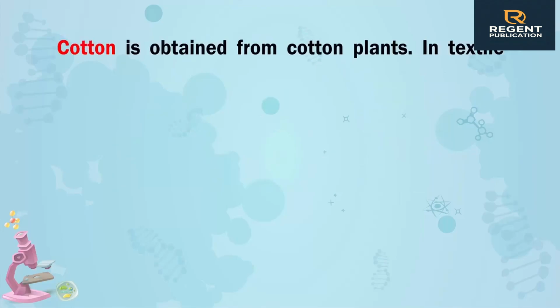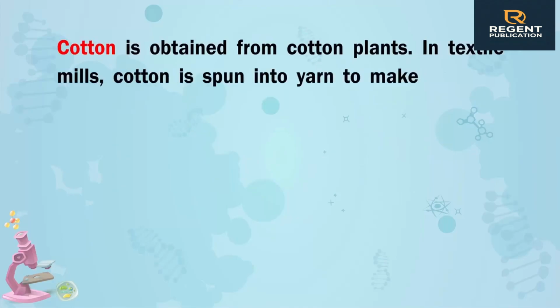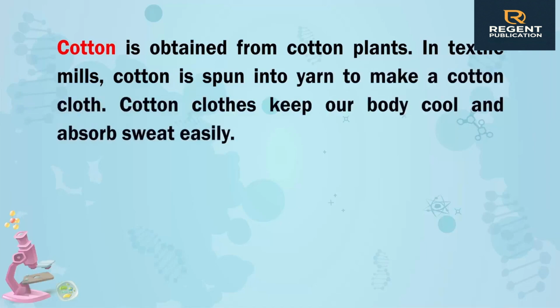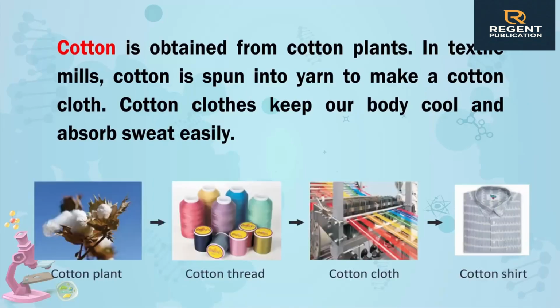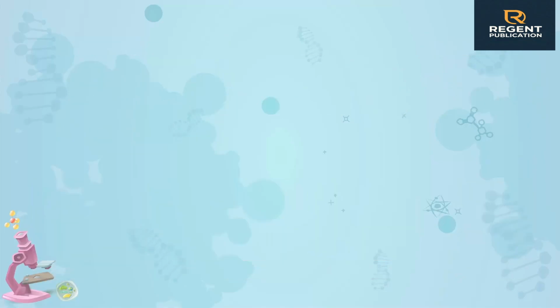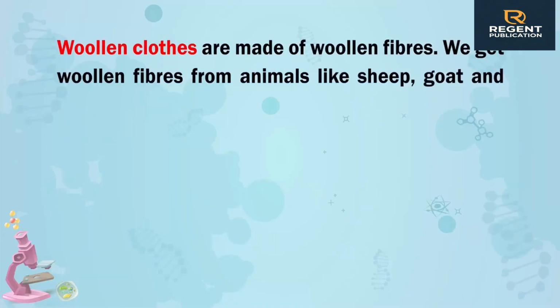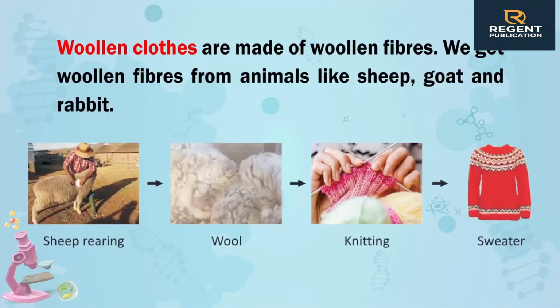Cotton. Cotton is obtained from cotton plants. In textile mills, cotton is spun into yarn to make cotton cloth. Cotton clothes keep our body cool and absorb sweat easily. Woolen clothes are made of woolen fibers. We get woolen fibers from animals like sheep, goat, and rabbit.